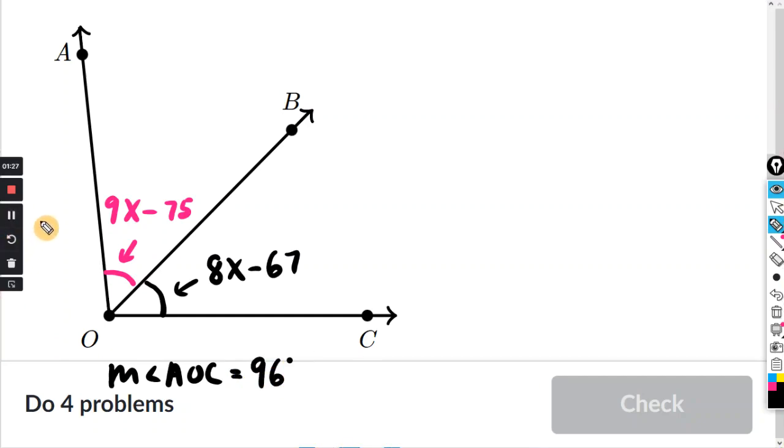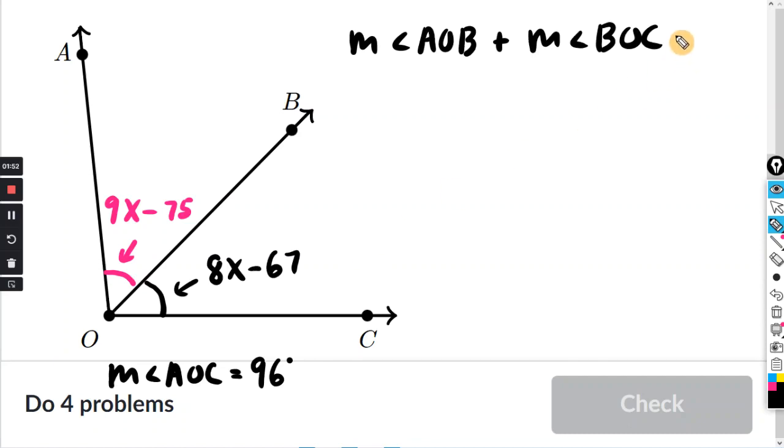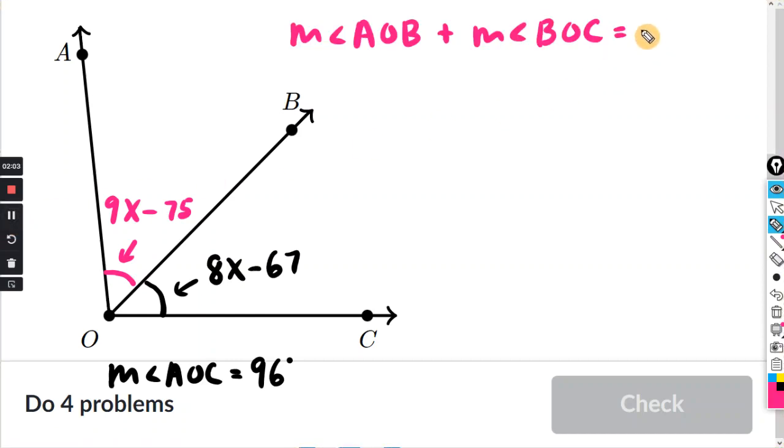All right, so let's build our equation. If we take the measure of this angle here, that's AOB, so the measure of angle AOB, and then add it to this angle right here, that's BOC, the measure of angle BOC, that is going to equal the measure of the overall big angle, that's going to be AOC. Okay, let me fix this here. The last one is the measure of angle AOC.